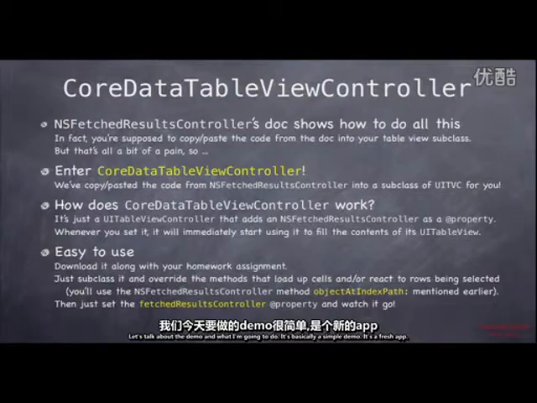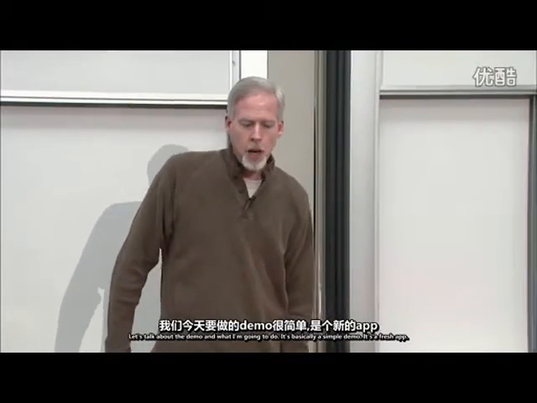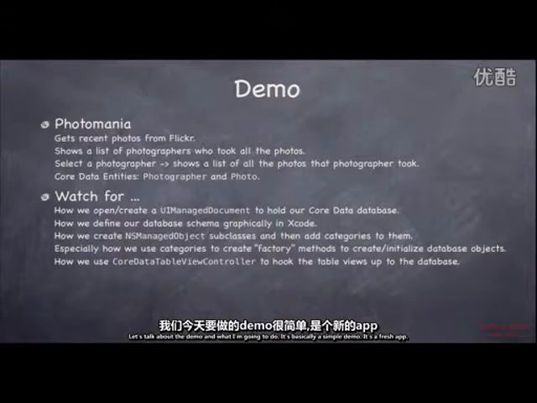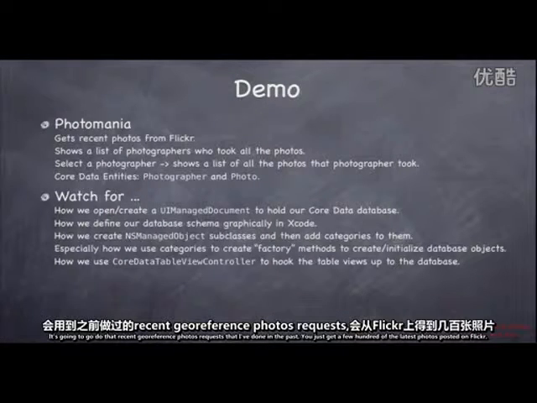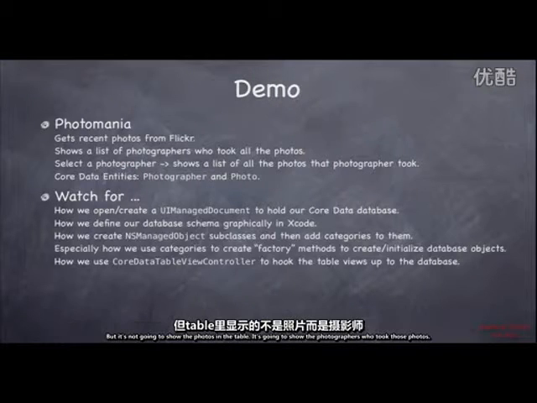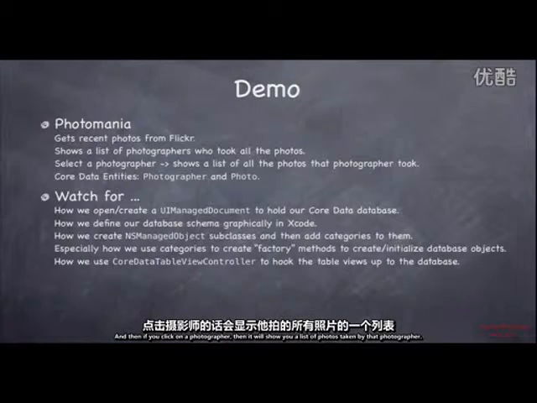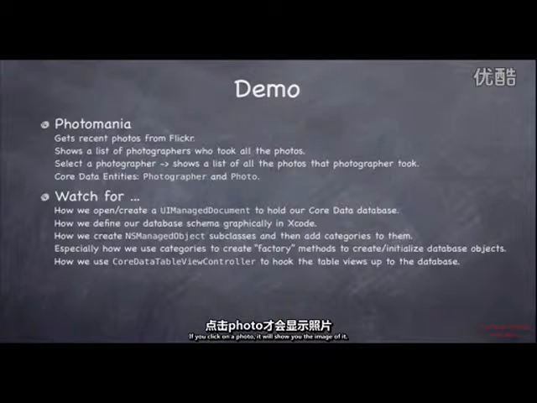So let's talk about the demo and what I'm going to do. It's basically a simple demo. It's a fresh app, and it's going to do that recent georeferenced photos request that I've done in the past to just get a few hundred of the latest photos posted on Flickr. But it's not going to show the photos in the table. It's going to show the photographers who took those photos. Okay? And then if you click on a photographer, it'll show you a list of photos taken by that photographer. And then if you click on a photo, it'll show you the image of it. Make sense? Super simple app.